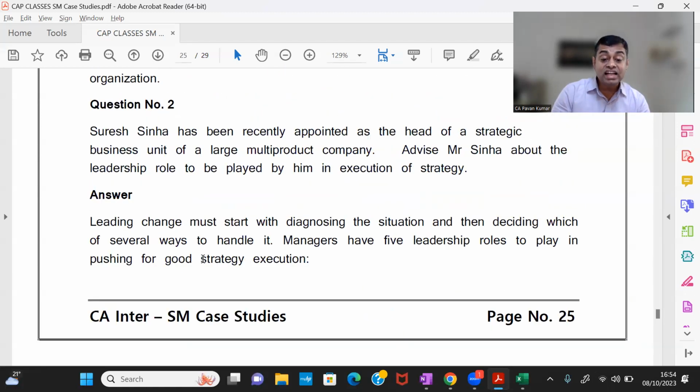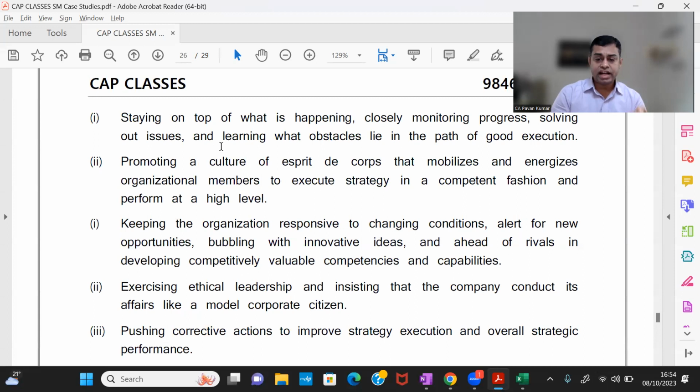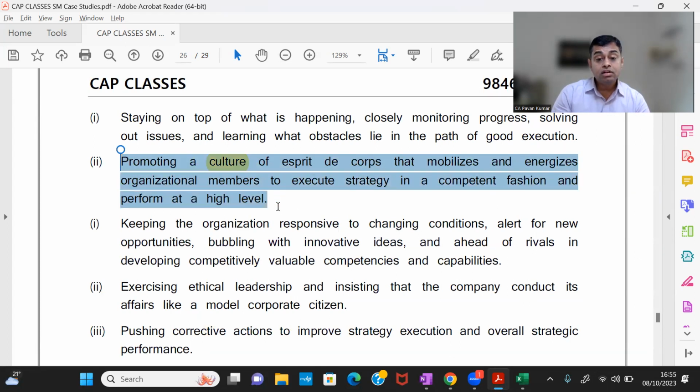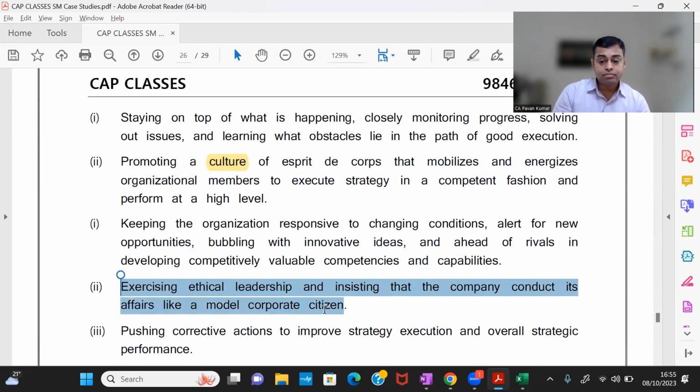So when it comes to strategy execution, if you are a strategic manager, you have five roles. One, stay on top of what the obstacles are that come in the path of execution. You need to sort out issues. Second thing is promote culture. Culture, team. Team is more important. Always team first. That culture you need to develop. That has to energize organizational members to execute strategy in the most competent fashion, at a high level. So this one, plus ethical leadership, this one.